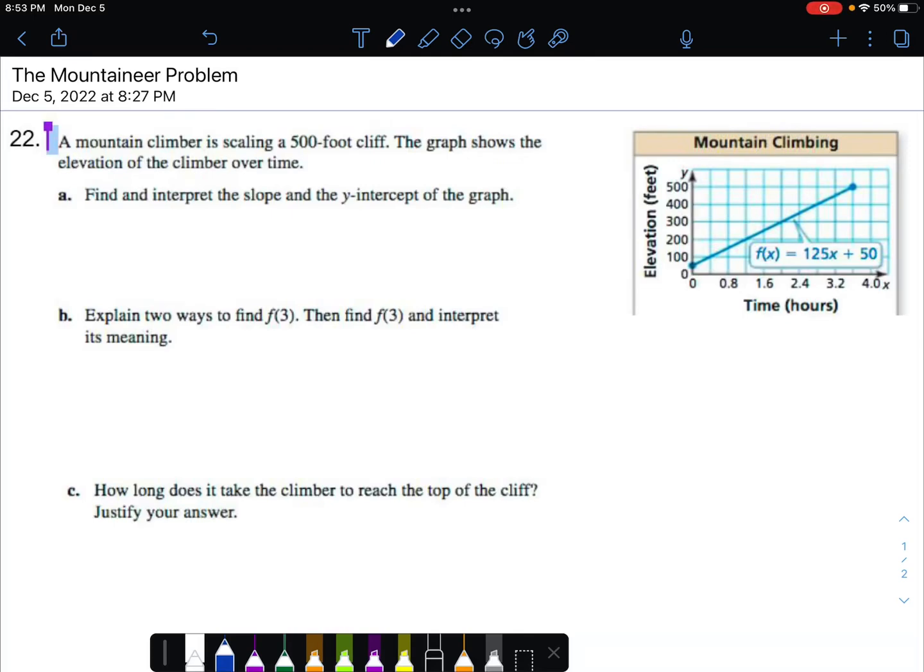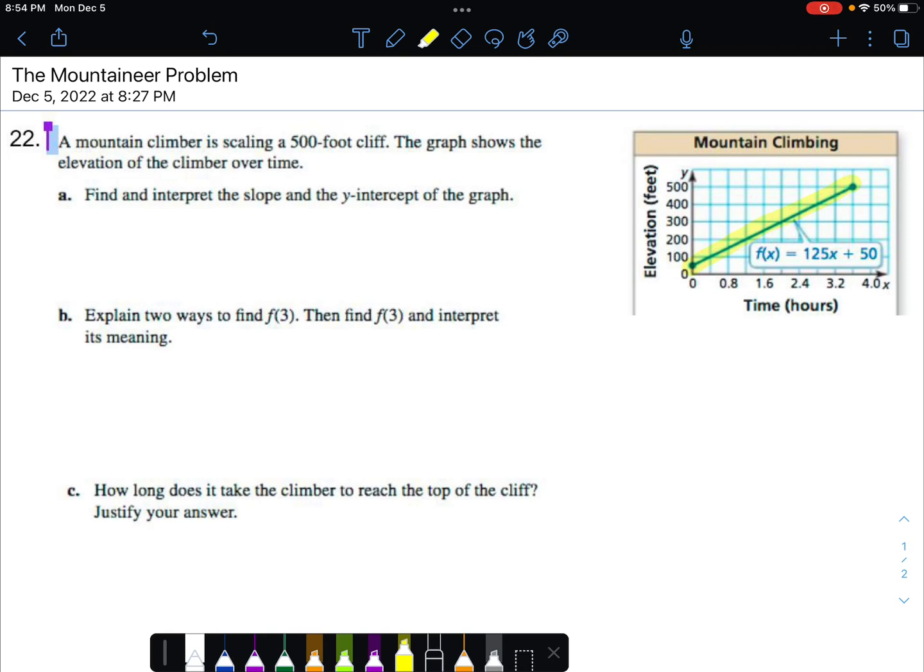Hi, this is Mrs. A, and I have the Mountaineer Problem, from the study guide, problem number 22. A mountain climber is scaling a 500-foot cliff. The graph on the right shows the elevation of the climber over time. So we can see over time that the mountain climber is increasing in elevation, so he's going up the mountain. Now the question is, find and interpret the slope and the y-intercept of the graph.